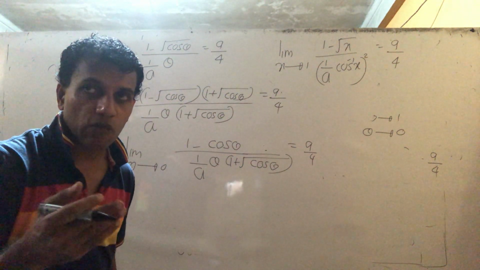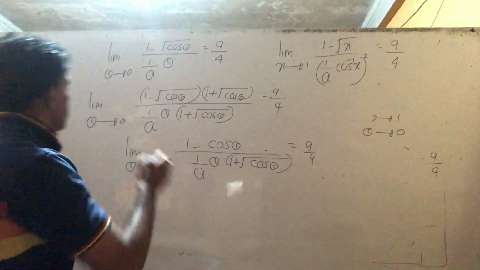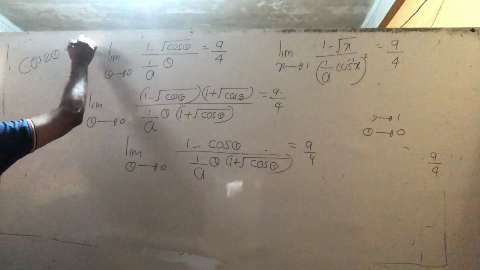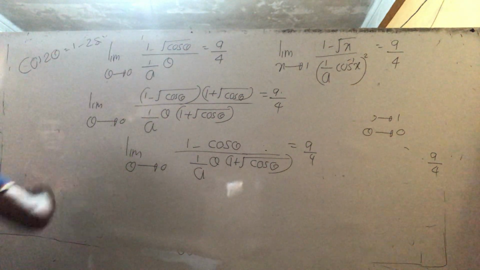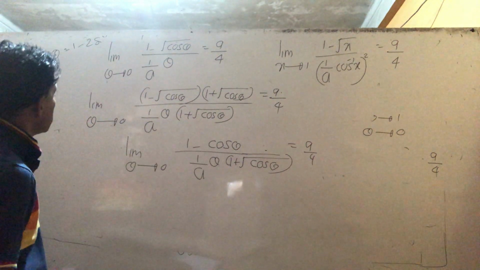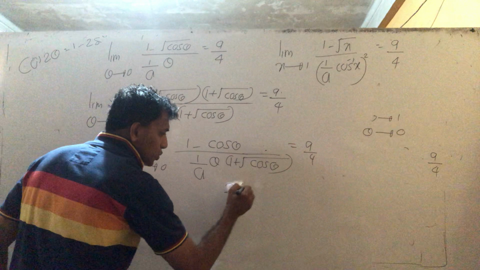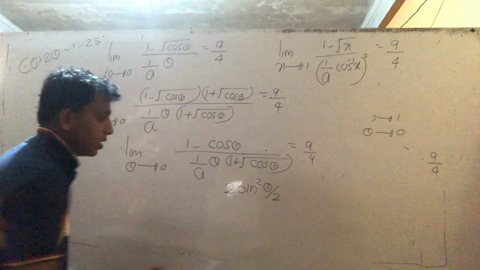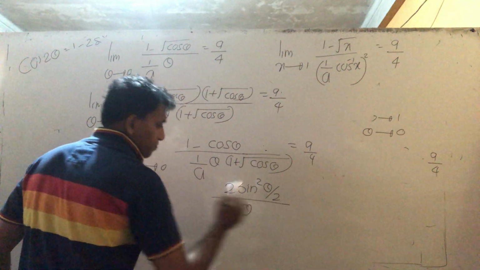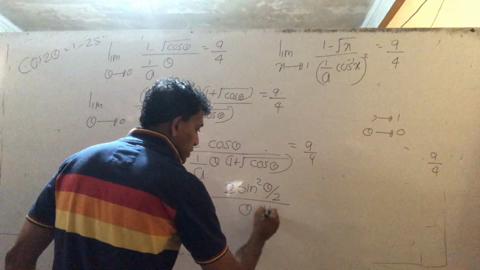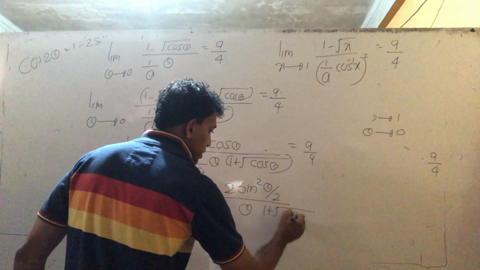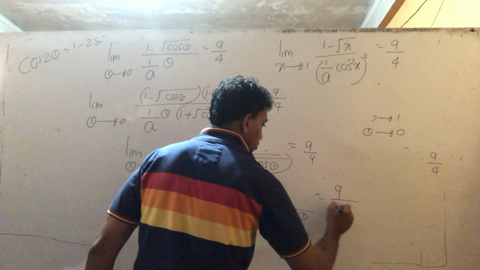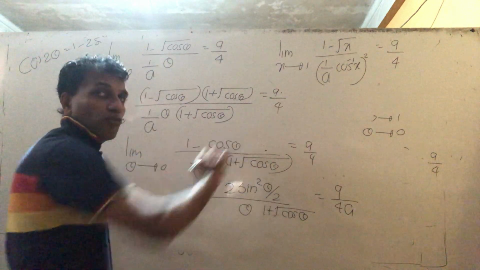Cos 2 theta is 1 minus 2 sin square theta. Therefore 1 minus cos theta is what? 2 sin square theta by 2, okay, over theta into 1 plus square root cos theta equals 9. If I cross multiply, 9 over 4 is it? Okay, 9 over 4a, right?